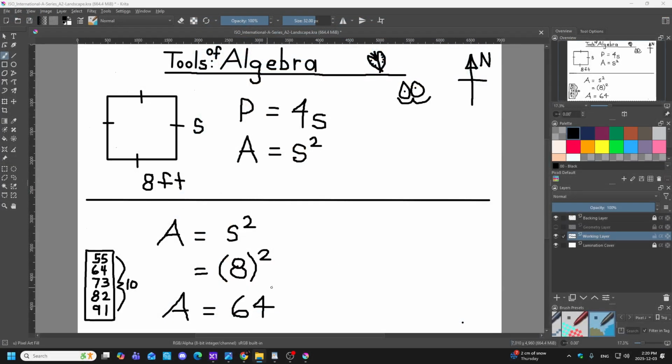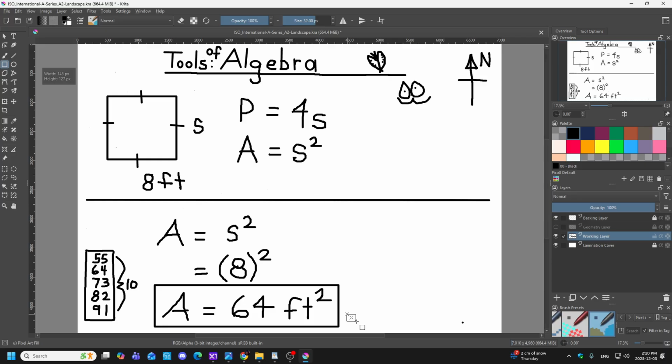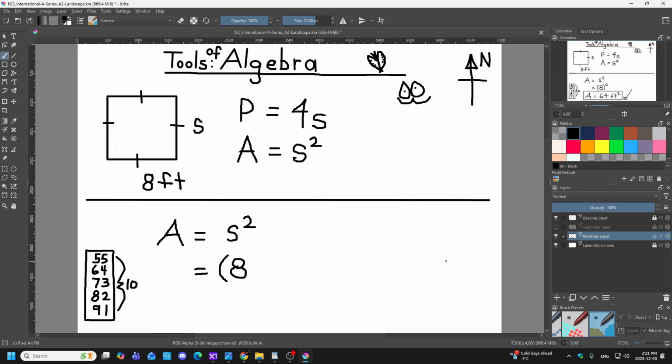So again, our units are feet. But recall, with area, the units are squared. Not with perimeter, but with area, it is squared. Okay, I wanted to be clear about that with you guys and gals. And there's your answer. Okay, let's clean that up.